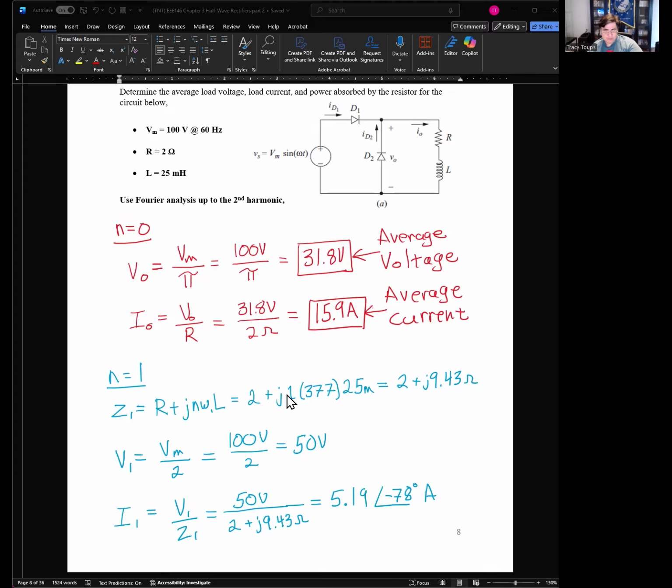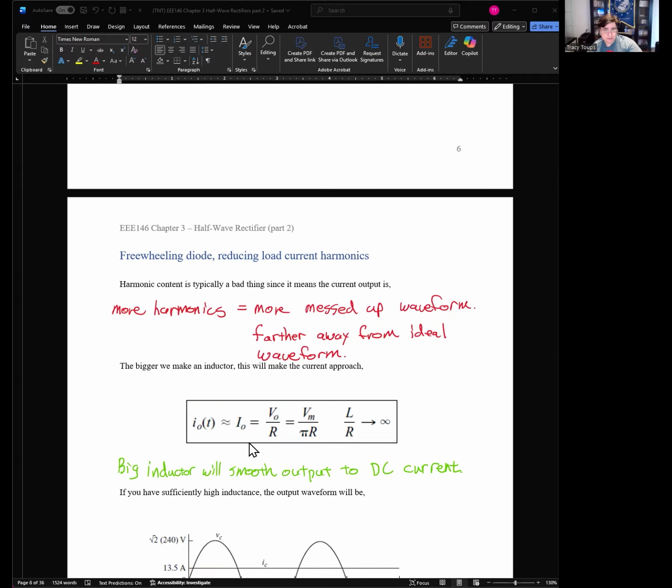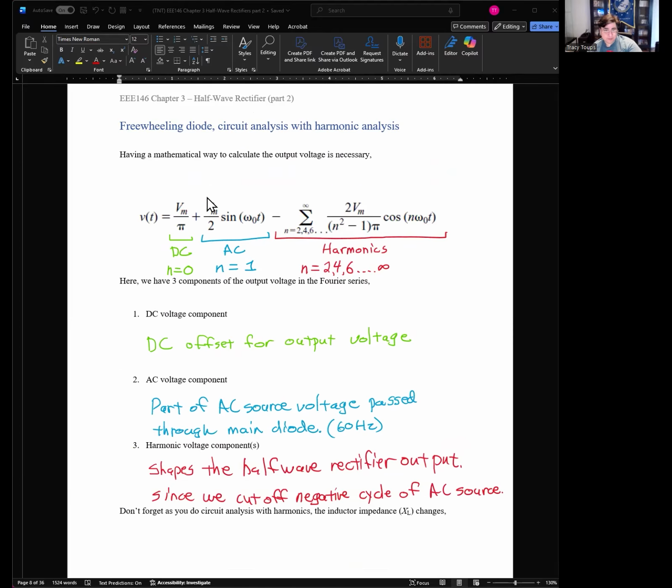R is just 2, plus j, that's just the imaginary operator. n equals 1, so we put a 1 right here. Omega is 377 radians per second, and L is 25 millihenries. Okay, you just number crunch, and we get 2 plus j 9.34 ohms. So that's the impedance of the load at 60 hertz. What's the voltage across here? V1 is equal to Vm over 2, right? Go back up here. It says it right here, Vm over 2.